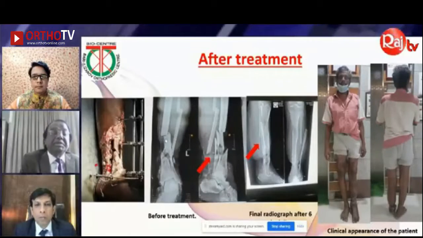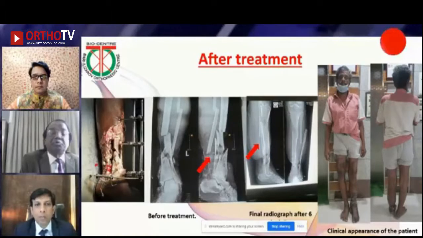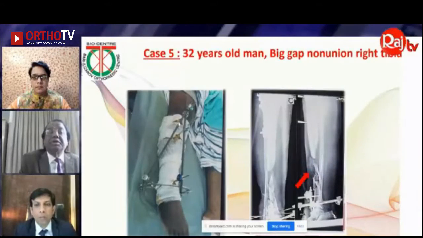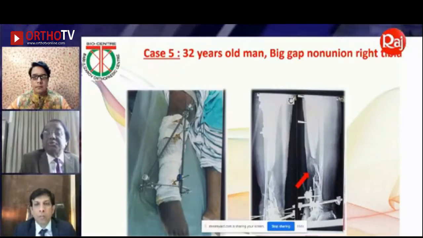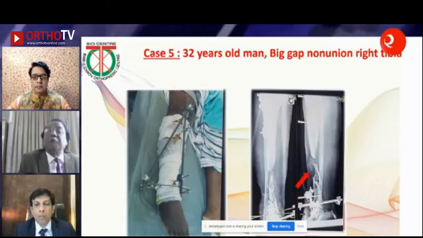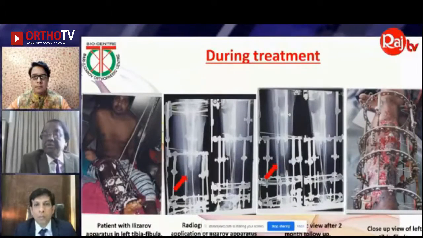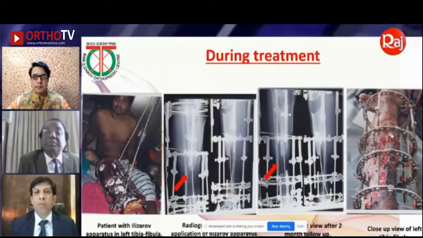And tibialis anterior vessel was trochanteric crest, and pressure is surviving with the posterior tibial artery. And at the same time, 32 years old man, big gap non-union. I'm just showing the difficult cases, how to tackle with the Ilizarov apparatus. Look at this case. Only the multiple K wires or Ilizarov wires.